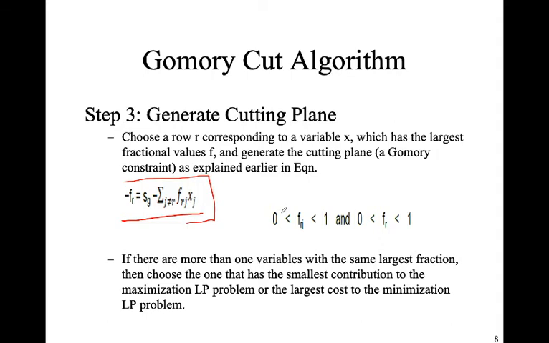Contribution means we need to look into the cost. So for the maximization case, we have to select the variable whose cost is minimum, and for the minimization case we have to pick the variable whose cost in the objective function is largest, in case of a tie.